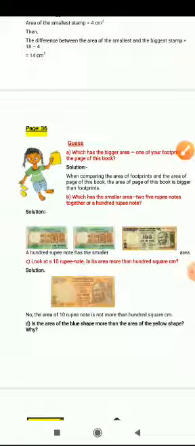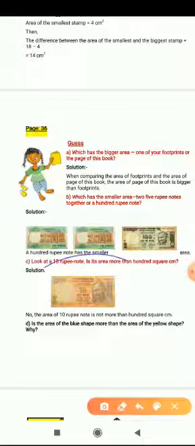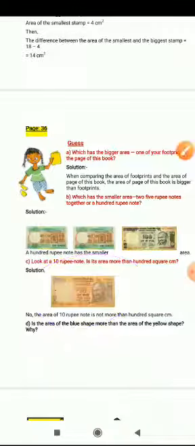Now next is, look at a 10 rupee note. Is its area more than 100 square centimeter? Here what we have to do is take one 10 rupee note and draw 1 centimeter squares in this note. Consider how many squares this note has, that we have to find out. So I have found that no, the area of the 10 rupee note is not more than 100 square centimeter. It is less than 100 square centimeter.